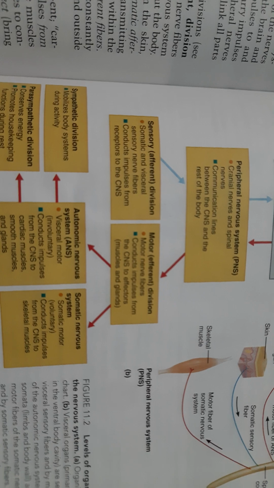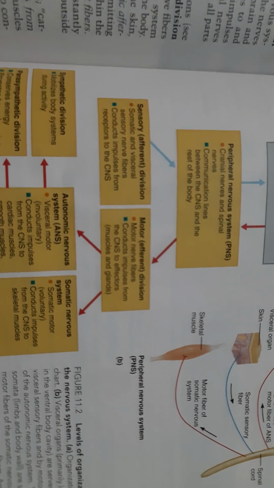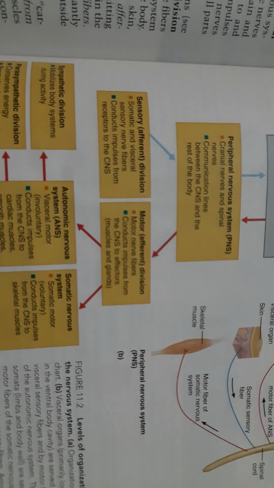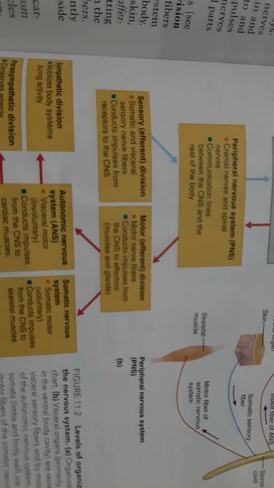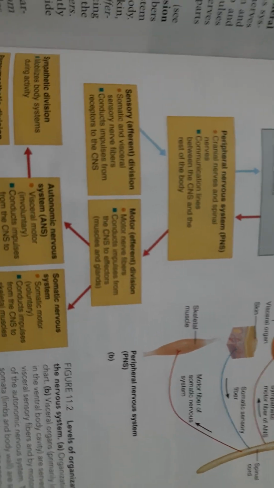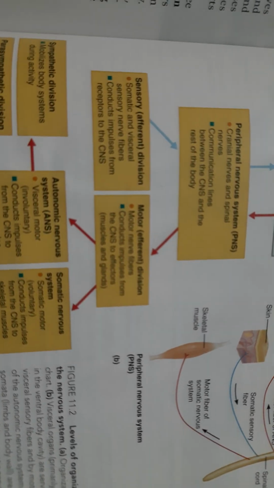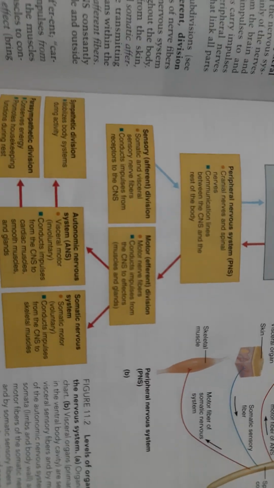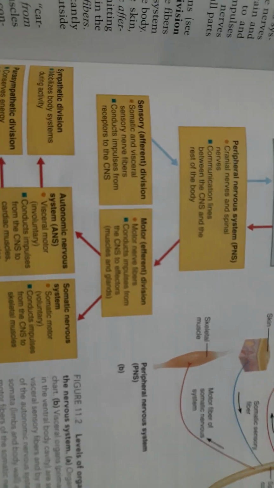The sensory part of the nervous system can be divided into the somatic part and the visceral part. The somatic part is from different parts of the body, and the visceral is from the visceral organs, involuntary organs, which work involuntarily without our thinking.